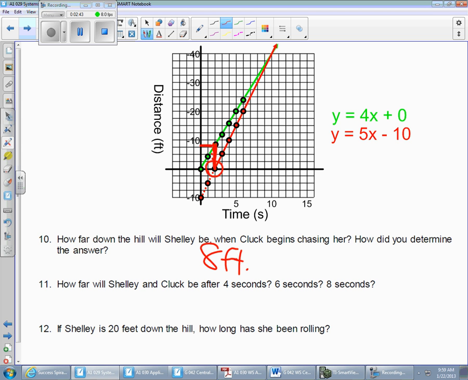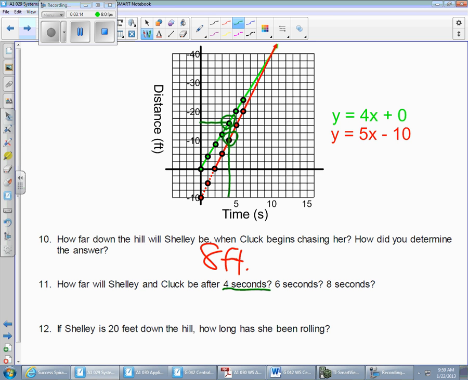On number 11, it asks, how far will Shelley and Cluck be after 4 seconds, 6 seconds, and 8 seconds? Well, let's take a look. All right, after 4 seconds have gone by, here is my grid line for 4 seconds. So we just really need to see what is going on with the two birds as 4 seconds is there. Well, how about Shelley? Let's pick on Shelley first.